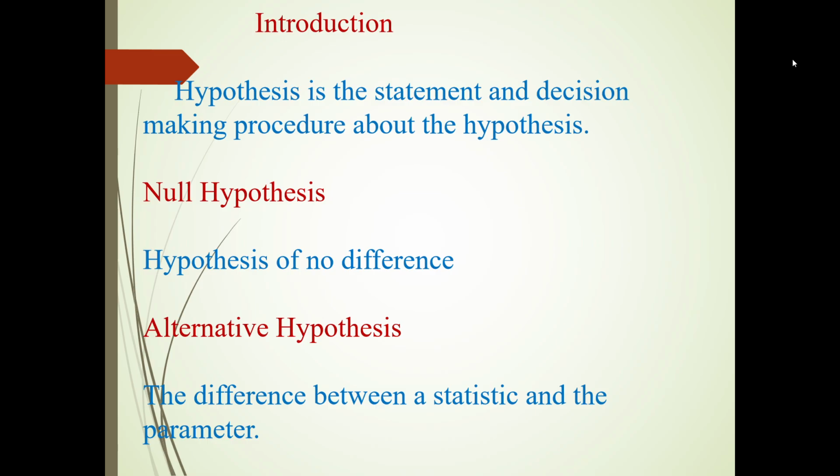Null hypothesis is denoted by H0 and it is the hypothesis of no difference. Alternative hypothesis is denoted by H1 and it is the hypothesis of the difference between a statistic and the parameter or between two sample statistics. For example, H0 may be mu is equal to mu naught and H1 is mu is not equal to mu naught, which is two-tailed test, or mu is greater than mu naught, which is right-tailed test, or mu is less than mu naught, which is left-tailed test.